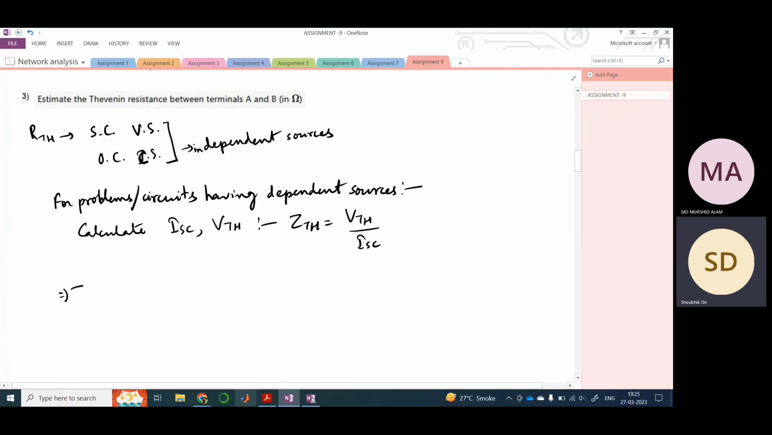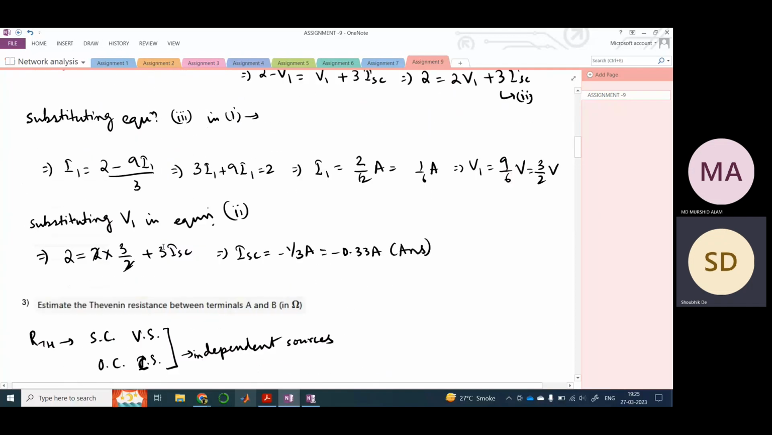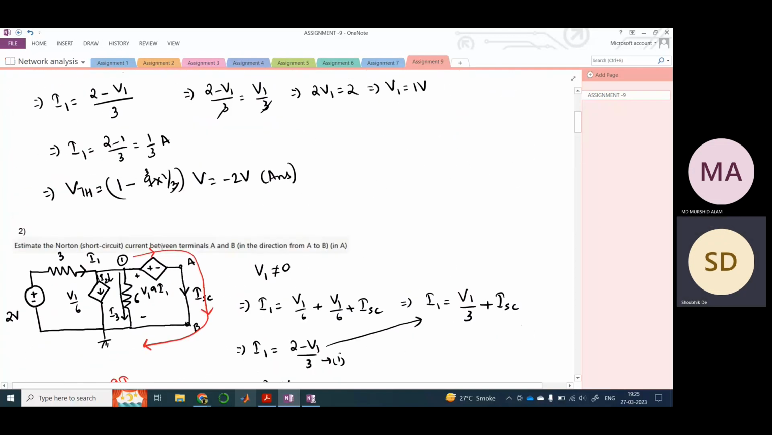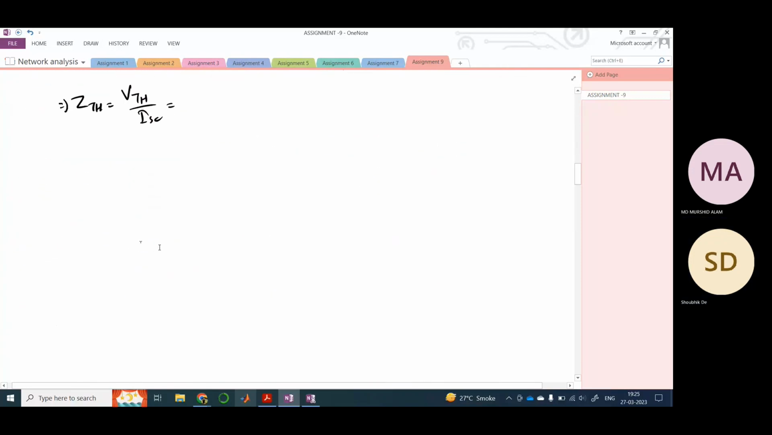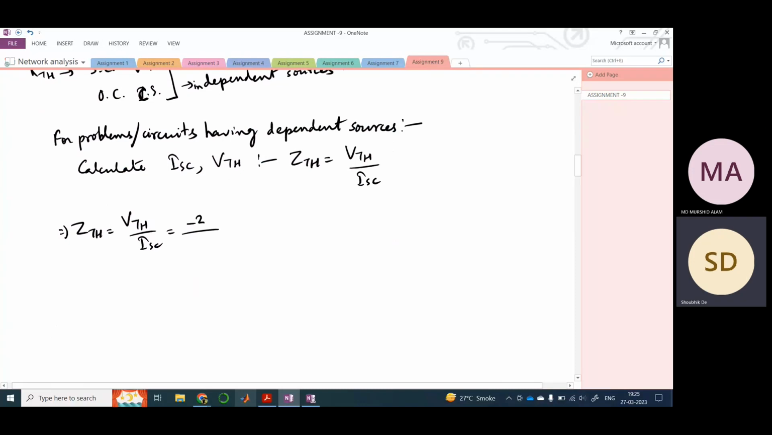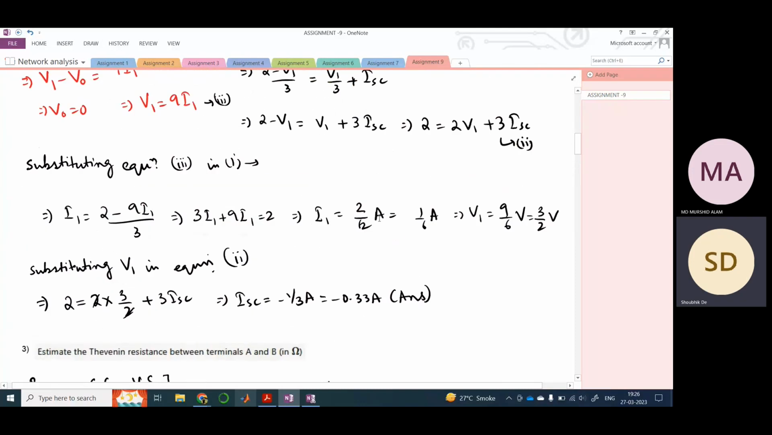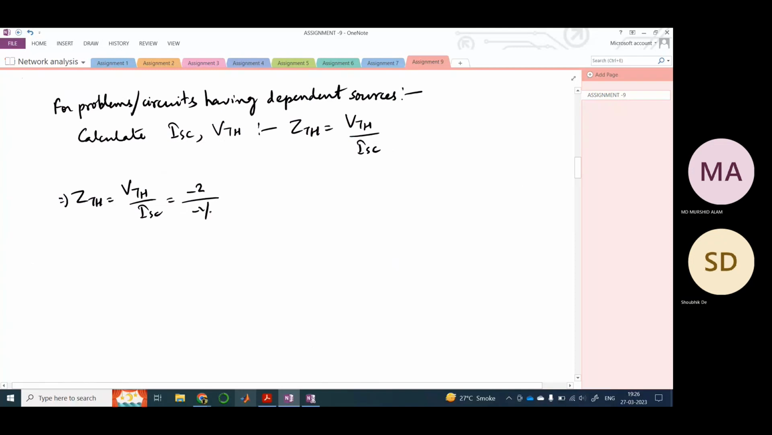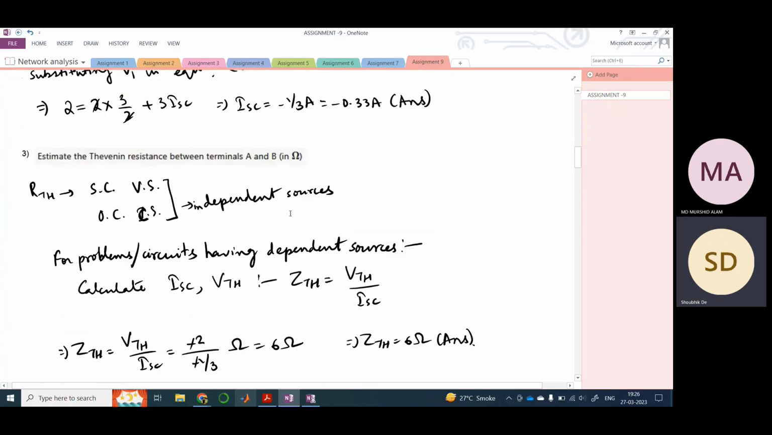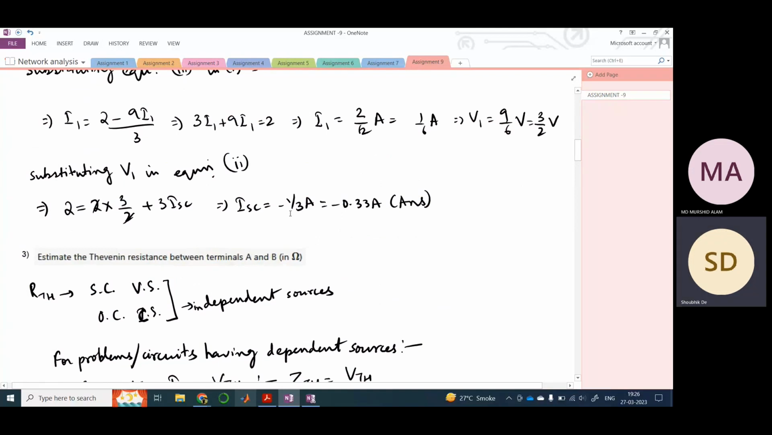Therefore, for this problem also, since there are dependent sources, we will be calculating the Thevenin voltage in the same way. Therefore, VTH is what? VTH is minus 2 volts, and your short circuit current is minus 1 by 3, we just calculated, right? So therefore this would be 6 ohms. The minus minus gets cancelled. So therefore RTH is 6 ohms. So this is how you calculate your Thevenin resistance when you have a dependent circuit.